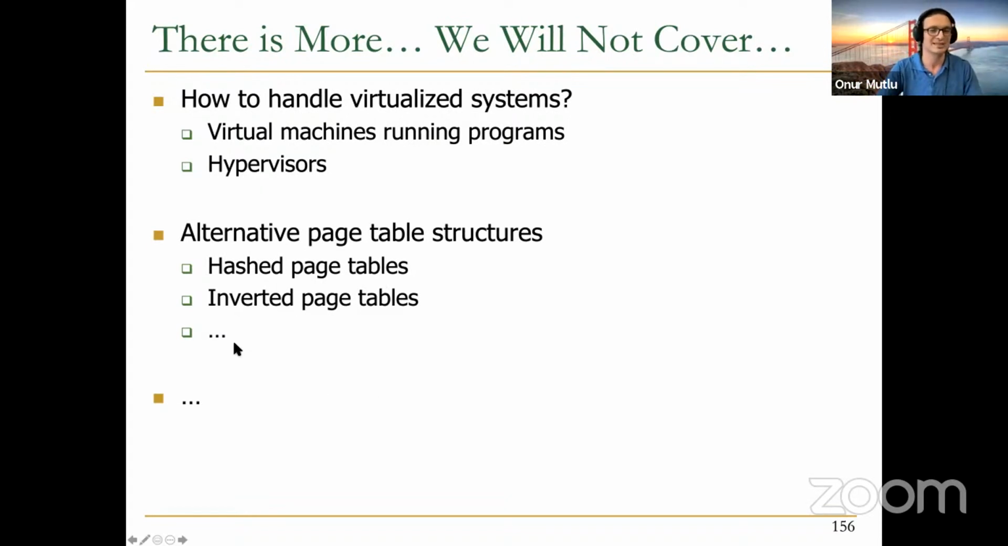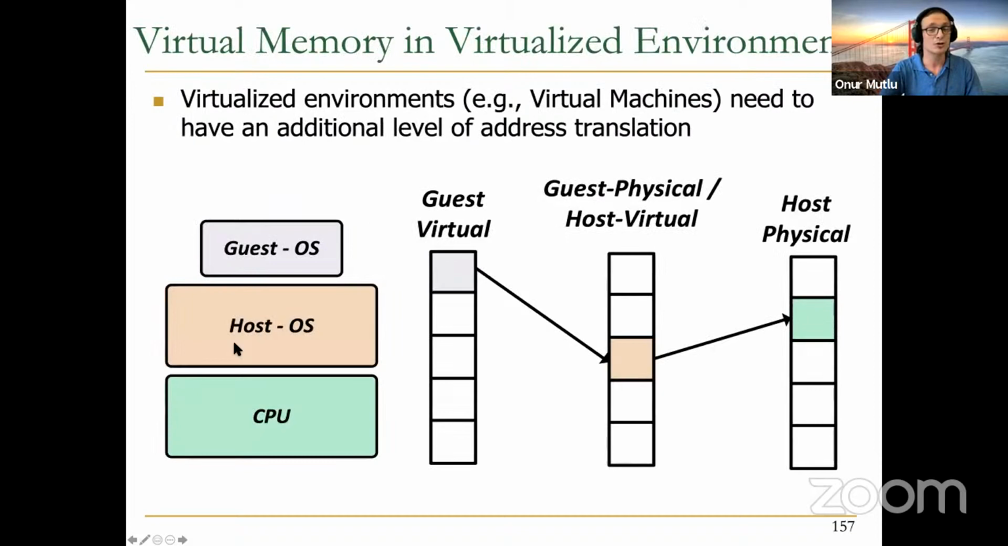And there's more that we don't have time to cover. But I will show you the one picture over here, which is the virtualized system. You may have a virtual machine, for example, like VMware. You may have a guest OS running on a host OS, running on the physical CPU. And this virtualized environment needs to have an additional level of address translation from the guest OS virtual address to the host OS virtual address. And then the host OS virtual address needs to be translated to the CPU physical address, essentially.